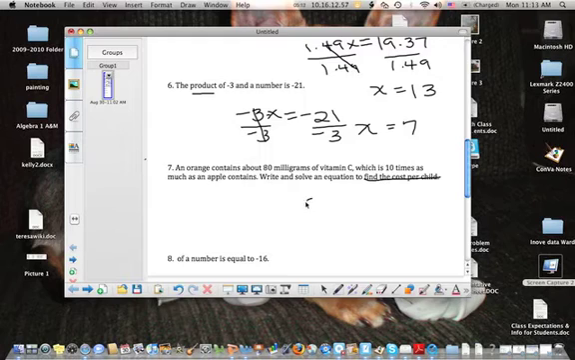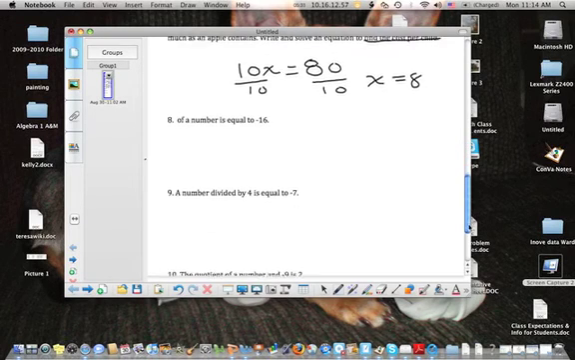I think 80 is our equals part. And this one translates pretty simply when it says 10 times as much as an apple. You know you would have 10 times your variable, which is x. So some quick division, and that will give you 8. All right, let's see our last three.